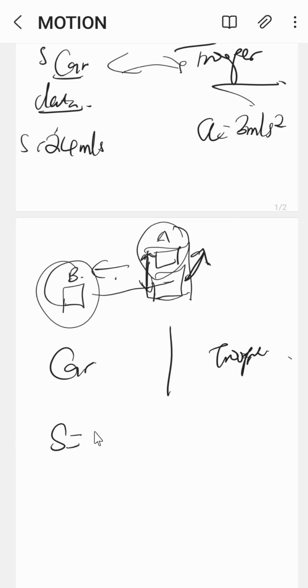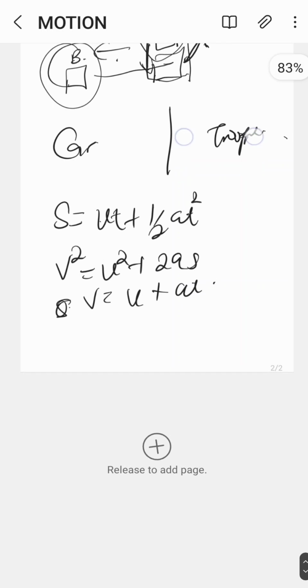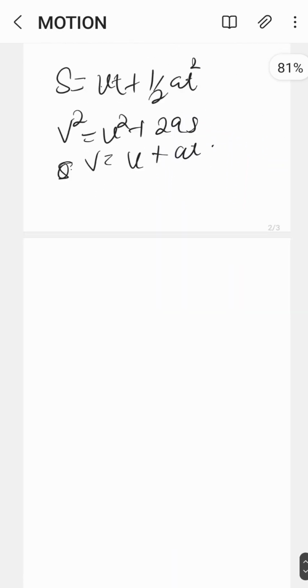All right, so we have v is equal to u, we have distance equal to ut plus half at squared, and we have v squared is equal to u squared plus 2as. We also had v is equal to u plus at. Okay, so we choose which one we are going to use now. We'll use these equations of motion to help us solve this question. All right, so we continue.